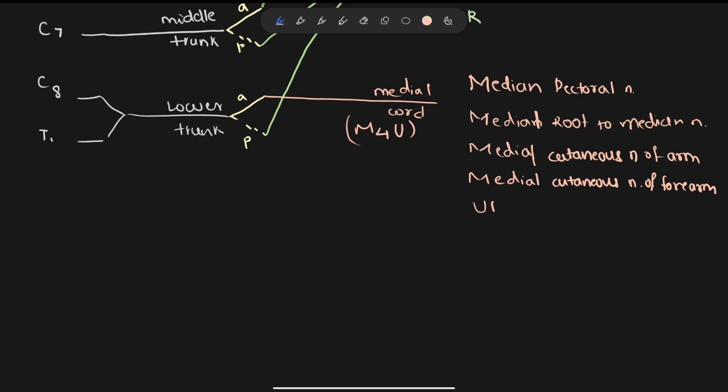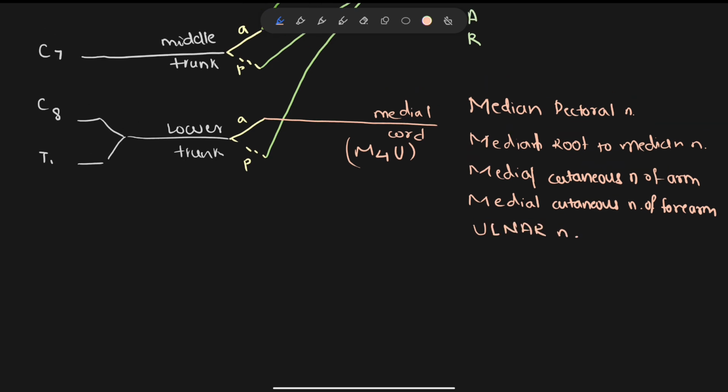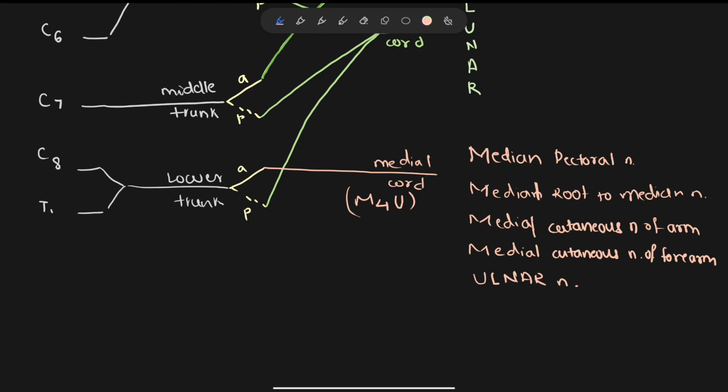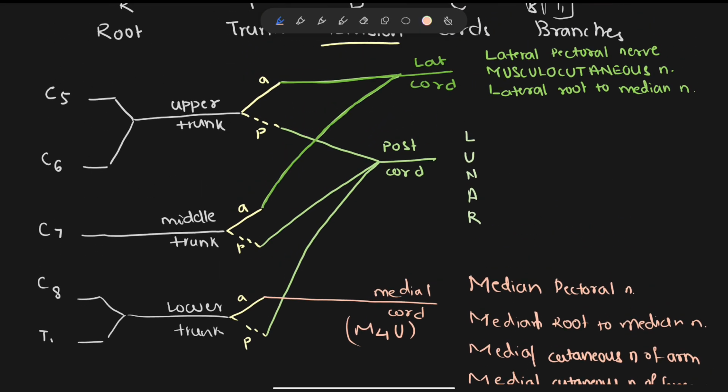Left is U. U is easiest, ulnar nerve. We all know we have ulnar nerve in our hand. So M for medial pectoral nerve, M for medial root to median nerve, M for medial cutaneous of arm, and M for medial cutaneous of forearm. Left U, U for ulnar nerve. Now we have posterior cord left. We have 5 branches from posterior cord. It is the lunar branches. Let's do what the lunar branches are.